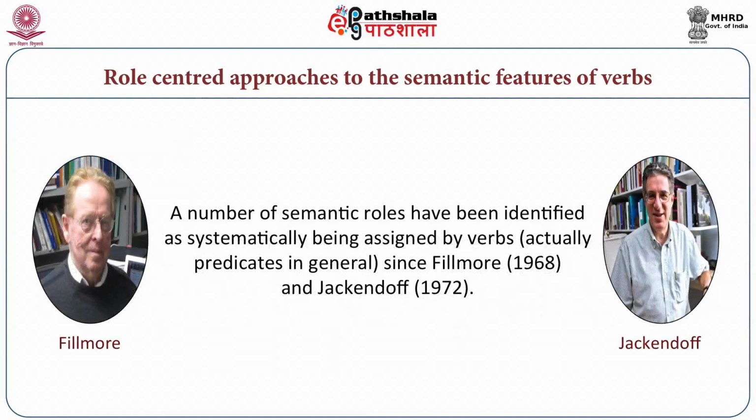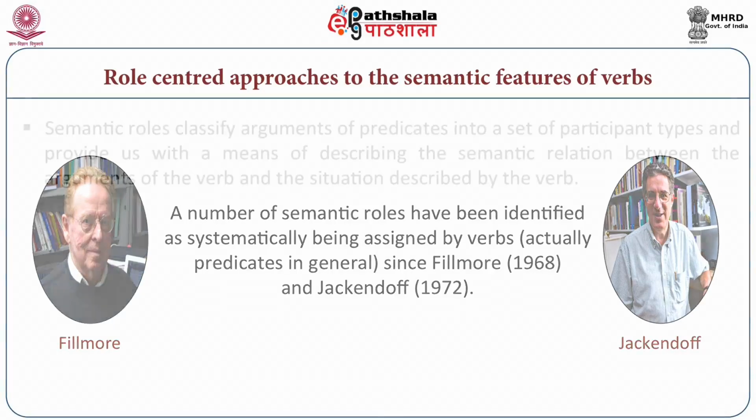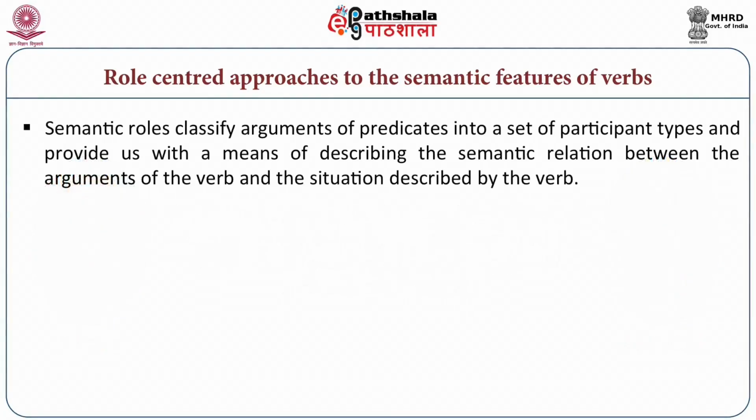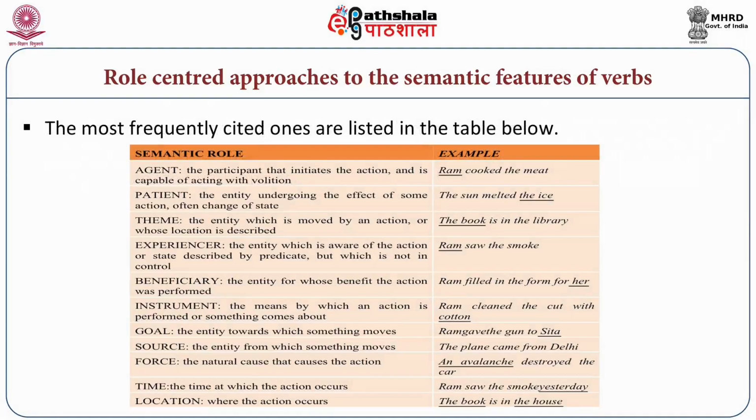A number of semantic roles have been identified as systematically being assigned by the verb, or predicates in general, in fact, since Fillmore 1968. Semantic roles classify arguments of a predicate into a set of participant types and provide us with the means of describing the semantic relation between the arguments of the verb and the situation described by the verb. Some of the most frequently cited and widely assumed semantic role labels include agent, who is the participant that initiates the action and is capable of acting with volition. So, as an example, Ram cooked the meat.